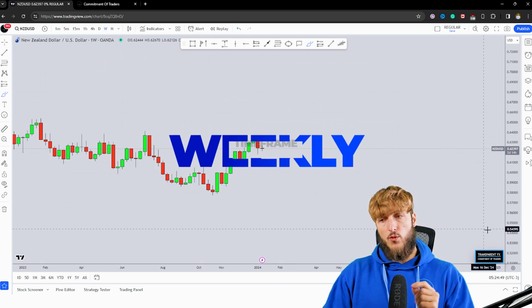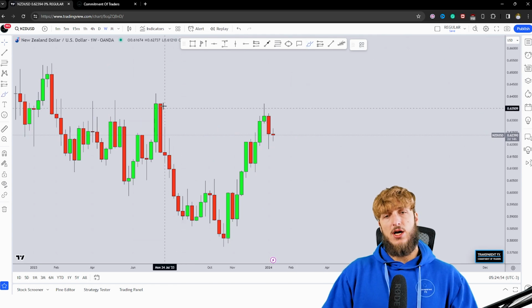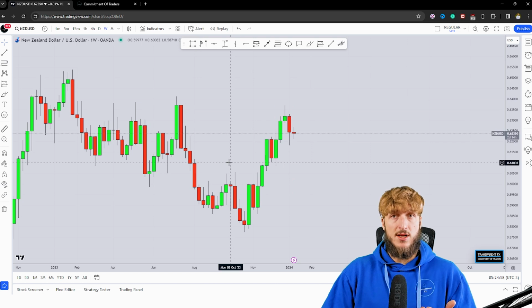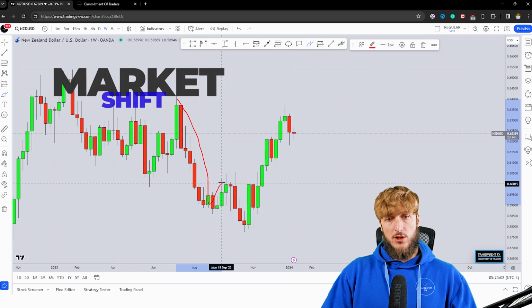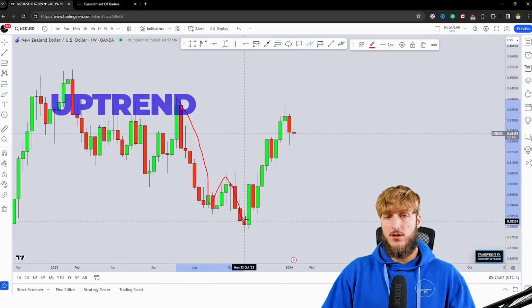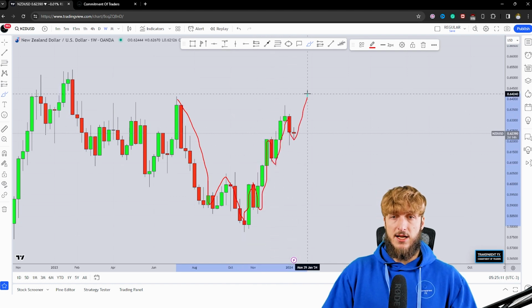Dropping down on the weekly time frame, what do we see? Well, from a weekly perspective, we can see how the market has just shifted from a weekly bearish market from a structure standpoint to a weekly bullish market. In fact, we went from creating lower lows and lower highs to now creating higher highs and higher lows. We can see, in fact, how the market has now created a series of higher highs and higher lows.